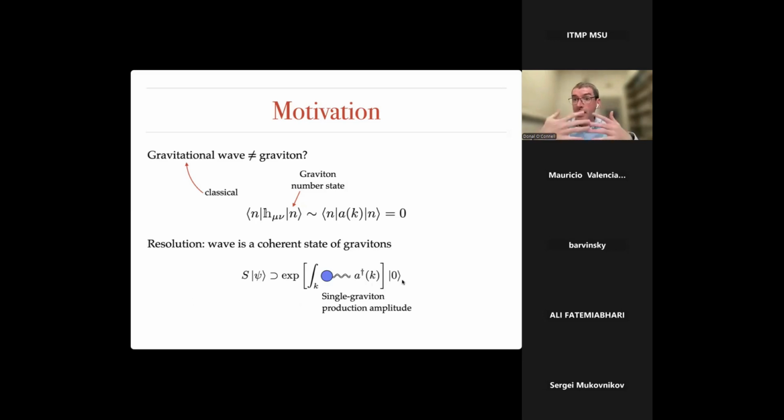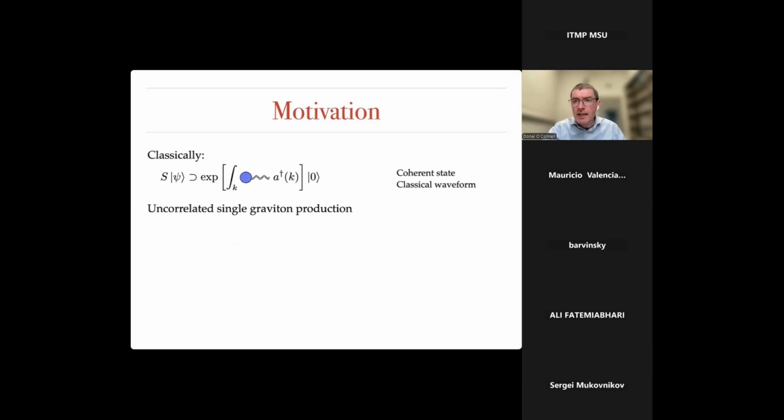So there's some exponentiation at the heart of this. Each graviton is produced independently, and that exponentiates. So that's the situation in this classical regime. We have exponentiation of single graviton production into a coherent state.